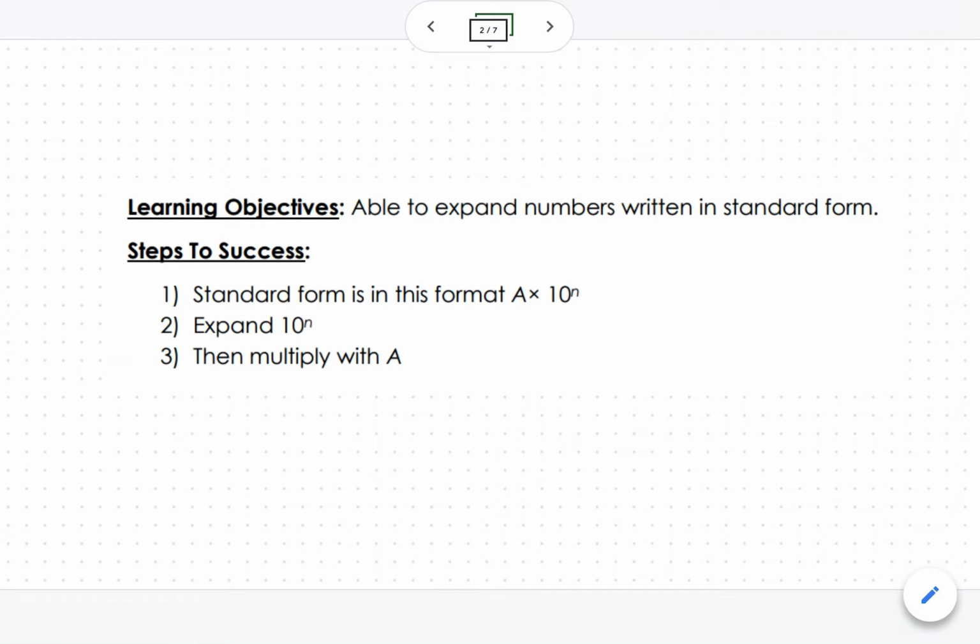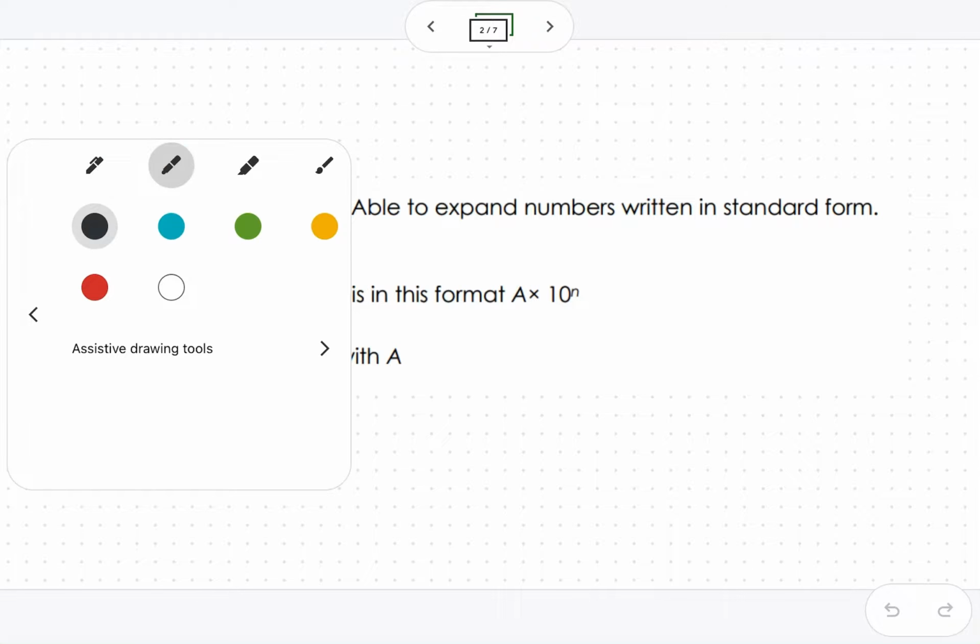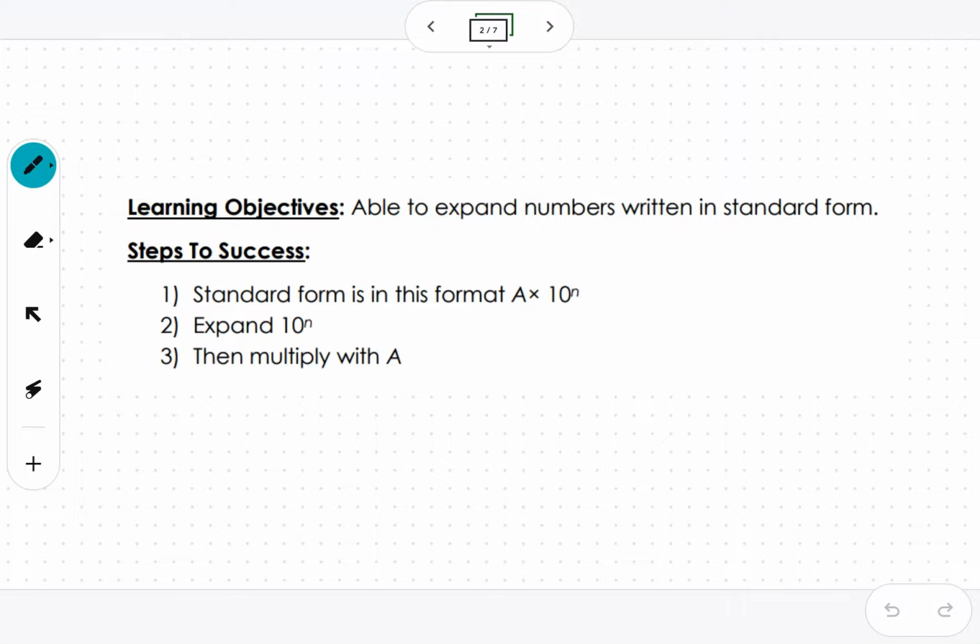So this is another part, the second part of standard form. Our learning objective for today's lesson is to be able to expand numbers written in standard form. This time you are given a number in standard form, for example 4 times 10 power 2, and you must be able to expand this into an ordinary number.